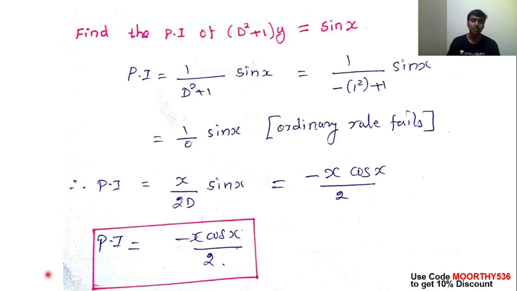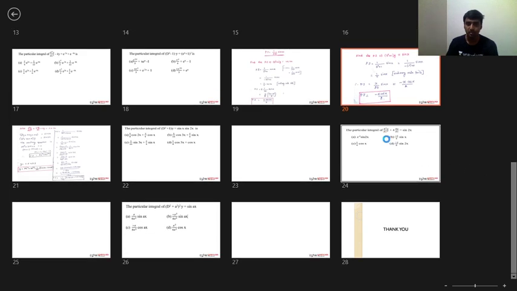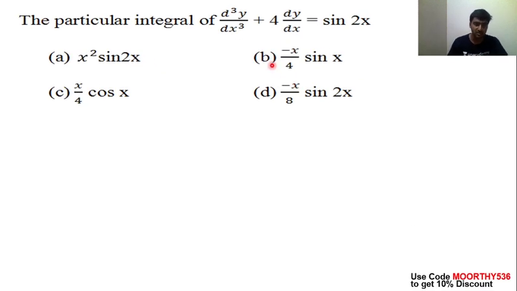I hope it's very clear to you. Then next we are moving into multiple choice questions based on the sin ax or cos ax format. These are practice questions for you. The particular integral of d cube y by dx cube plus 4 dy by dx is equal to sin 2x. What is the answer for the given question?